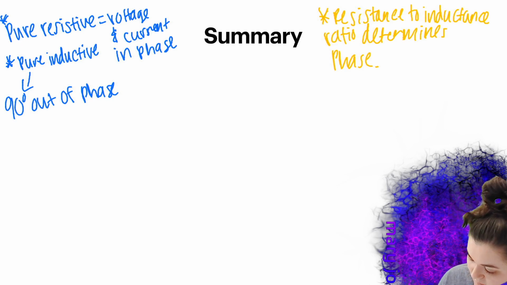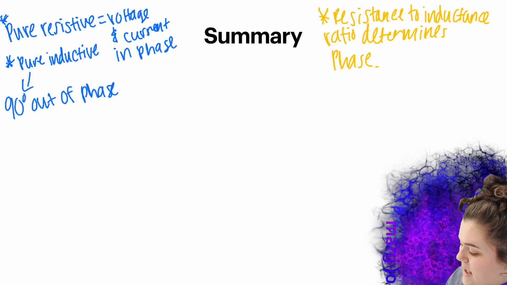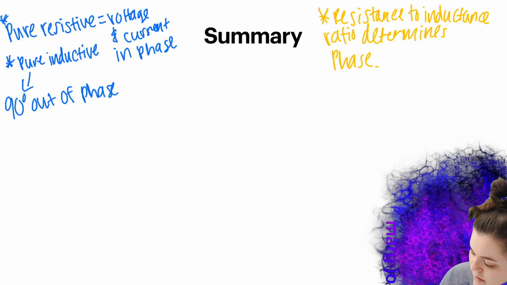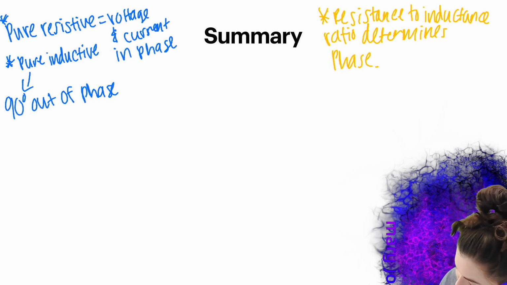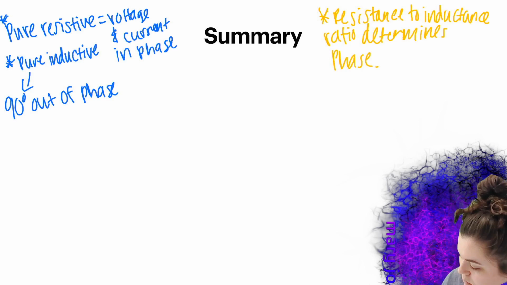Pure inductive values include inductance of the inductor, L, voltage drop across the inductor, which is E sub L, current through the inductor, which is I sub L, inductive reactance, which is XL, and inductive VARs, which is VARs sub L. Angle theta measures the phase angle difference between the applied voltage and the total circuit current.